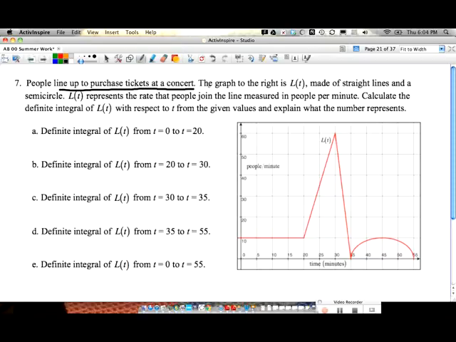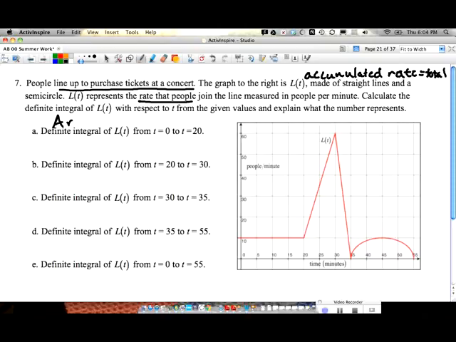This one's very similar. It's saying people line up at a concert to purchase tickets. So they're lining up, and the rate at which they line up is this graph here. It's a rate for the people that join the line. So if we have the accumulated rate, that is going to equal a total, and that's kind of where we're going with this one.